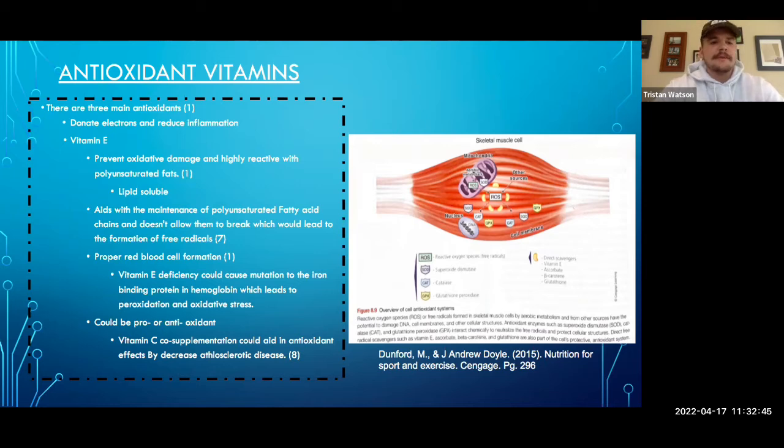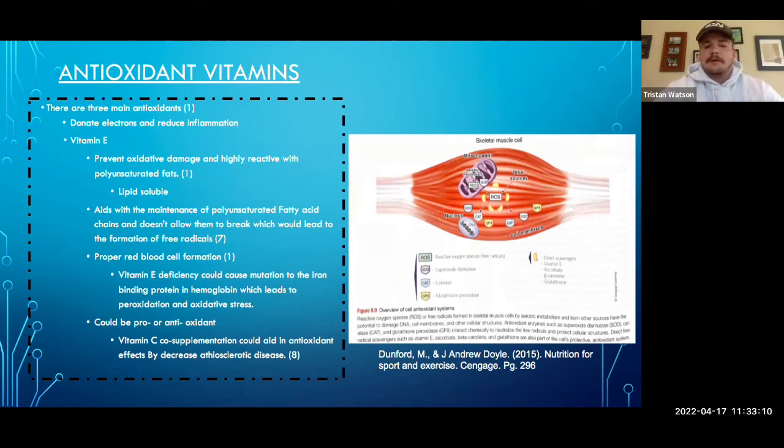So the first one we're going to talk about is vitamin E. This prevents oxidative damage and is highly reactive with polyunsaturated fats. This is going to be lipid soluble, so that's very important here. When we're metabolizing lipids, this donates that electron to the free radical and makes it more stable. So it helps with the maintenance of those polyunsaturated fatty acid chains and doesn't allow them to break, which leads to that formation of free radicals.